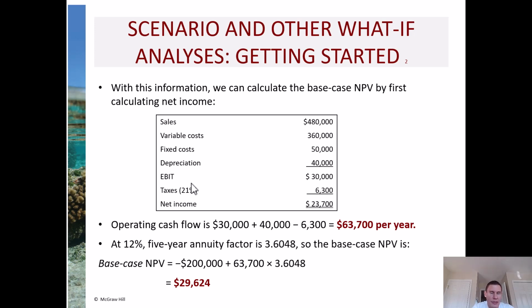At 12%, for a 5-year annuity factor, you can look in your tables for this. Just go to your annuity table. You're looking for the PVA, present value of annuity, factor: 3.6048. So the base case NPV is negative 200,000 plus the 63,700 times that annuity factor, the 3.6048, and we get 29,624.